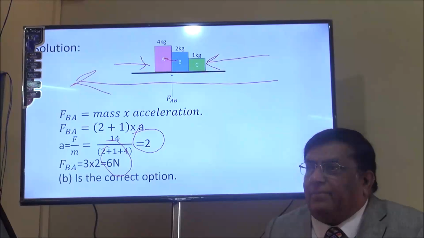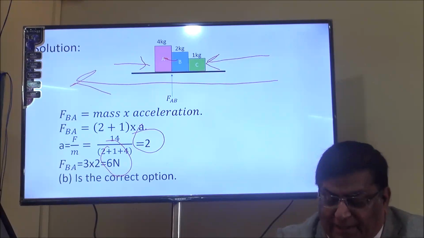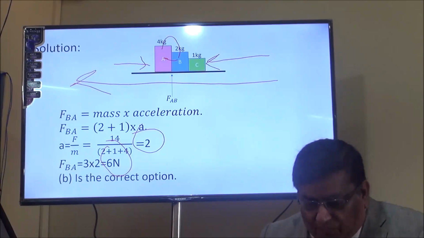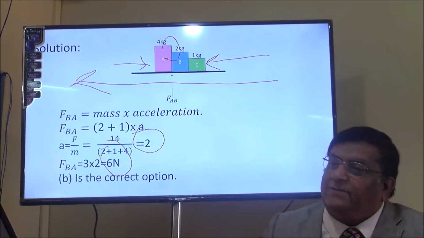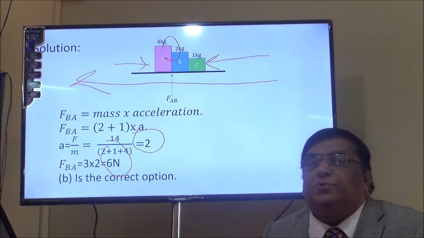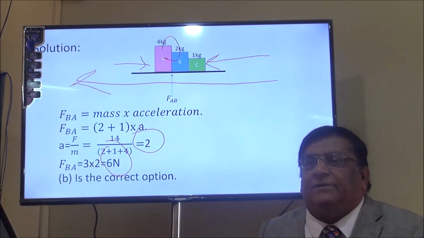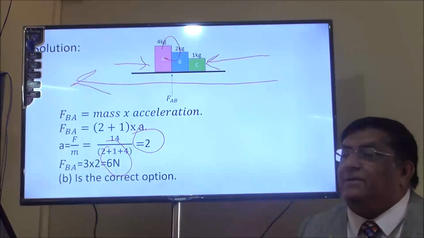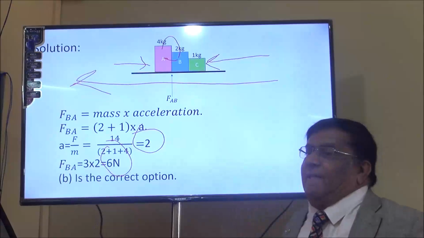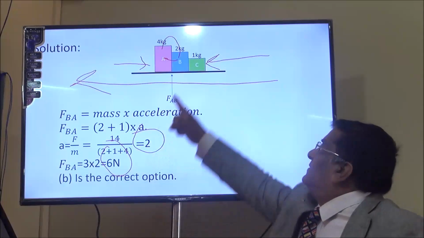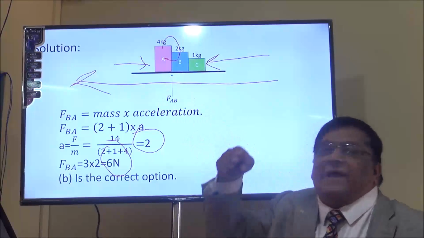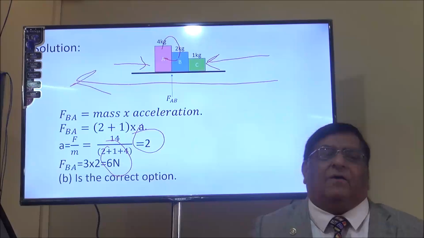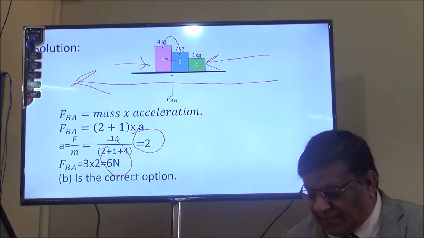Now can you tell me what is the force applied by B on A? 8. Very good. Because this force is used to push how much mass? 4 kg. And what is the acceleration? 2. So 8. B is pushing A with 8. How much is C pushing B? This is 2 plus 4, 6, multiplied by acceleration 2, 12. Got it? So this is how you will solve all contact force questions. Okay, let's proceed further.